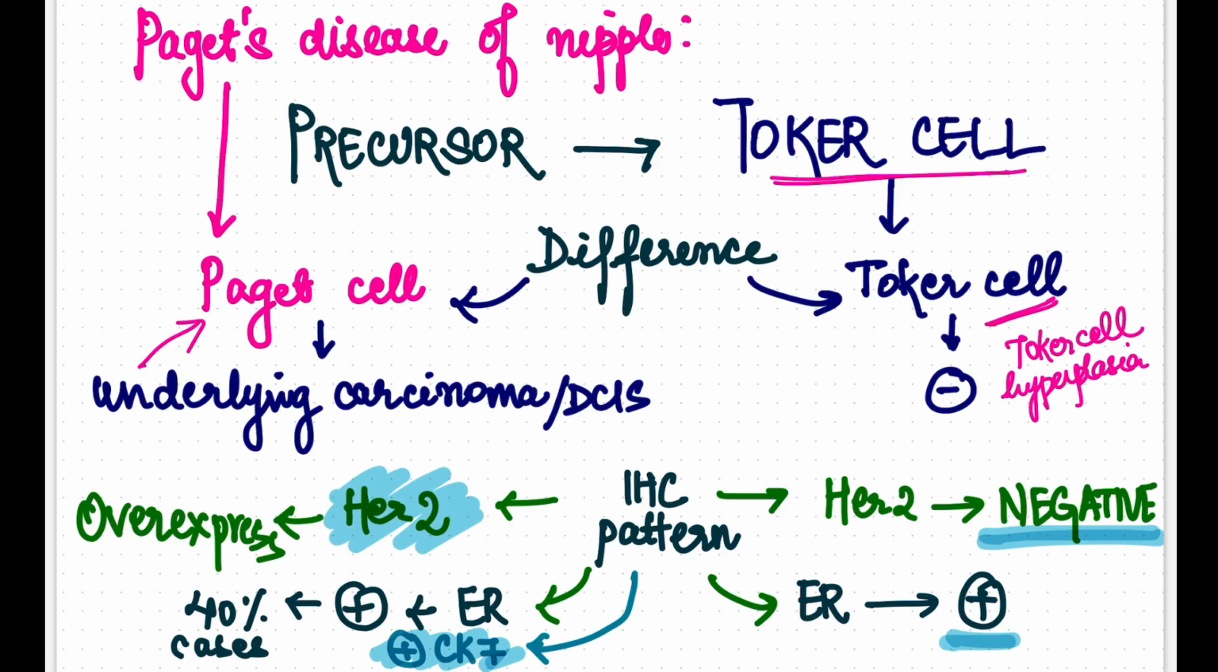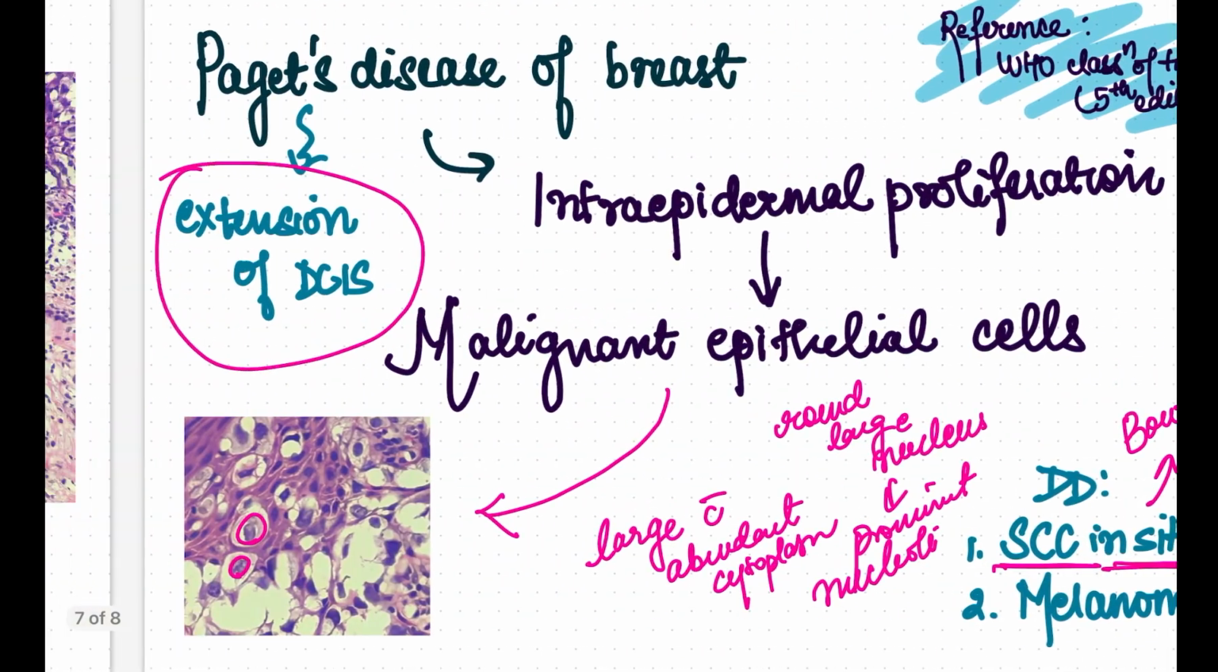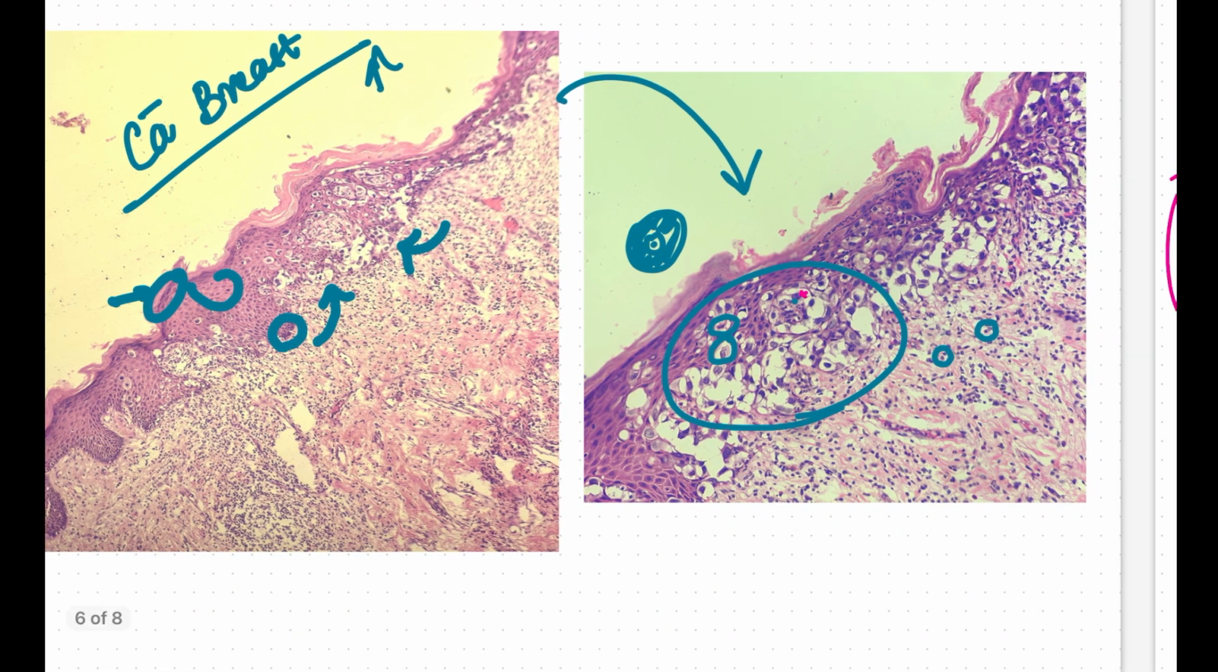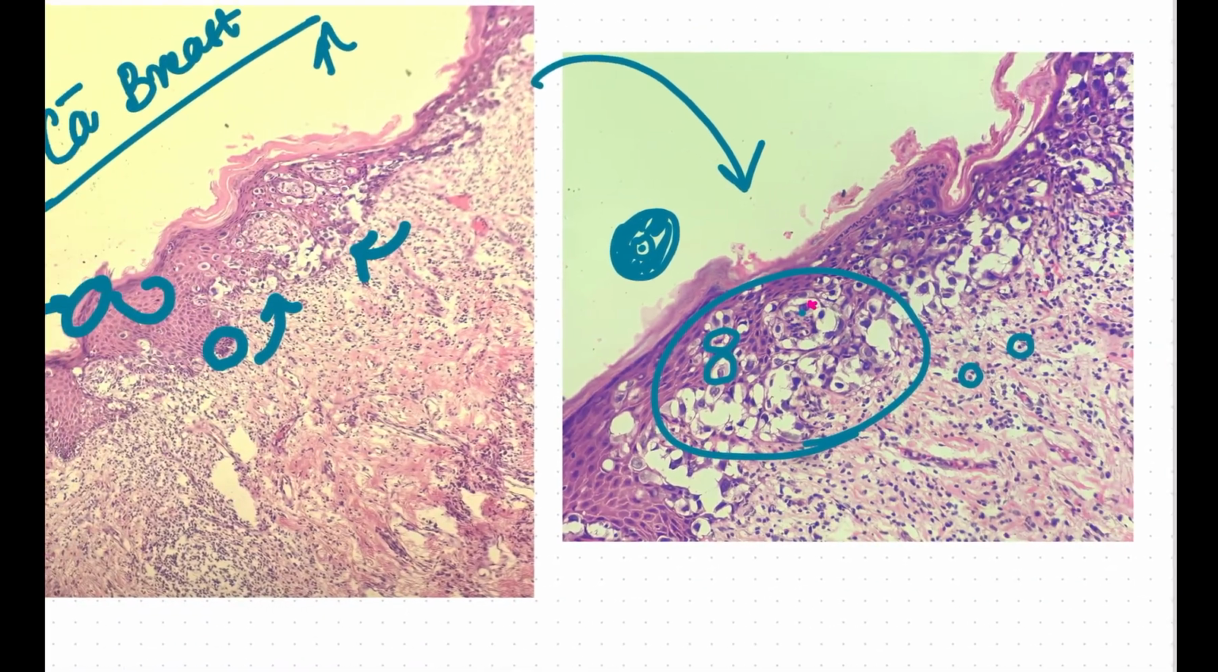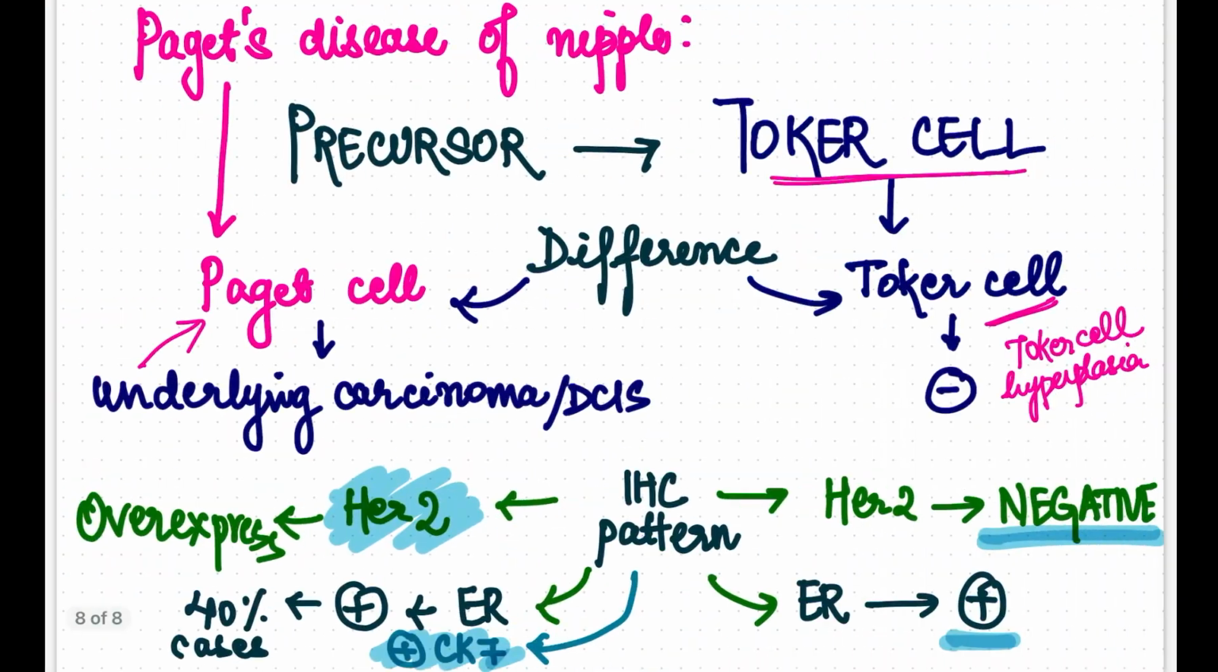To quickly revise, it's an intra-epidermal proliferation of malignant epithelial cells. This is how they look on histology, and their precursor is the Toker cell. And what is the IHC difference? You have overexpression of HER2 in Paget cells and HER2 is negative in Toker cells, and CK7 is strongly positive in the Paget cell.